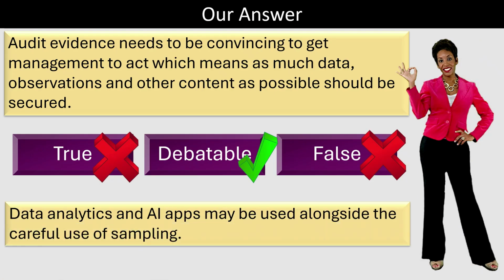I've gone for debatable. In an ideal world, we should get hold of as much as possible. Data analytics and AI apps may mean loads of information can be quickly analyzed where necessary, so long as this doesn't lead to an overload of results. The reason it's debatable is that careful use of sampling, where a small amount of data can be used to make fairly wide conclusions, is a very useful tool. We'll explore this idea in Ricardo's next presentation.